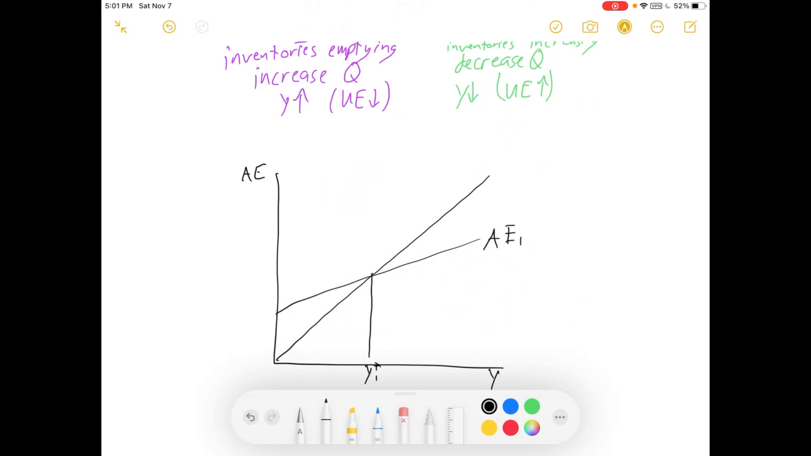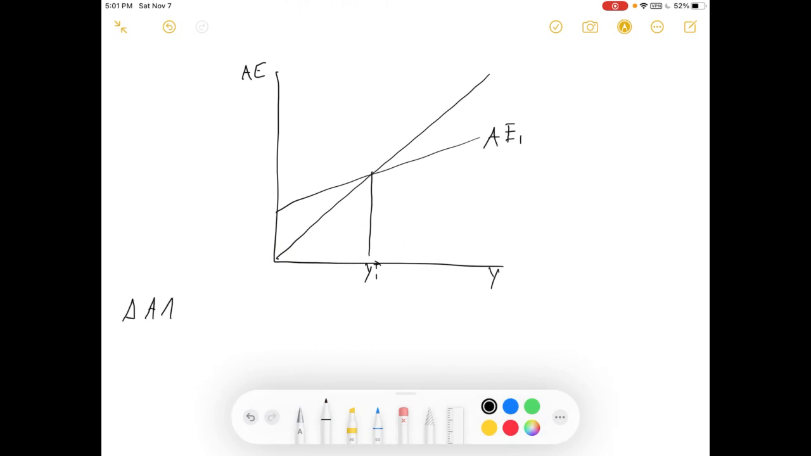So what happens if there is a change in aggregate autonomous spending? Now, what on earth is that? Well, it includes a lot of different things. It can include a change in A from your consumption function, a change in G, government spending, a change in planned investment, or a change in net exports.